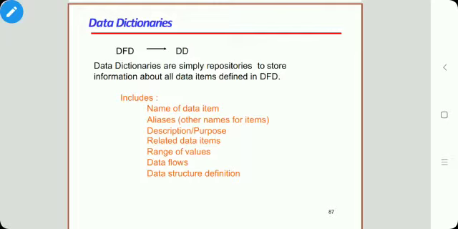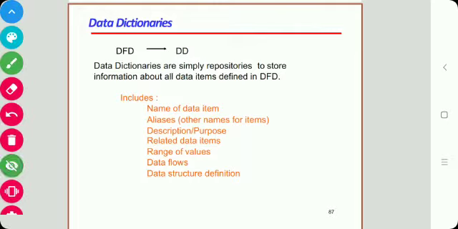Typical information that is stored in the data dictionaries are: name of the data item, aliases, meaning other names of items, description or what is the purpose of the data item, related data items, range of values, data flows and data structure definitions. First is the name of the data item, which is self-explanatory. It is according to the user what the name of the data item is.